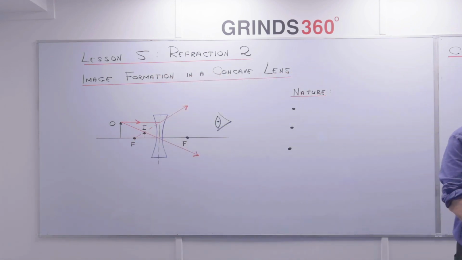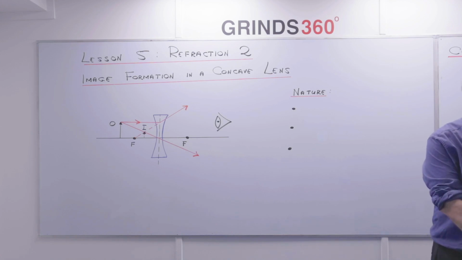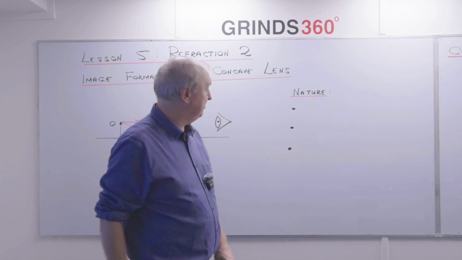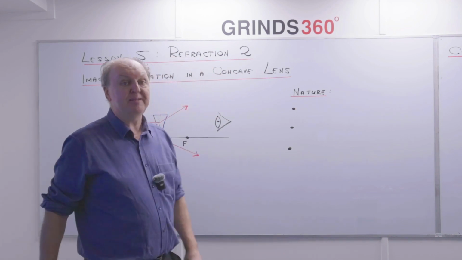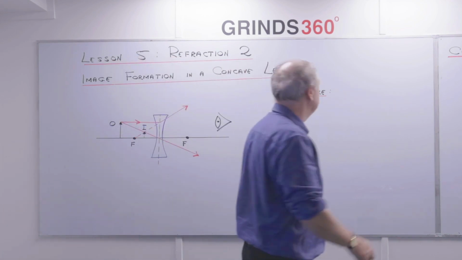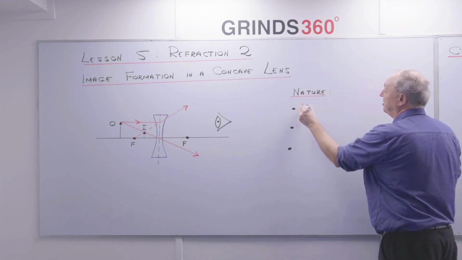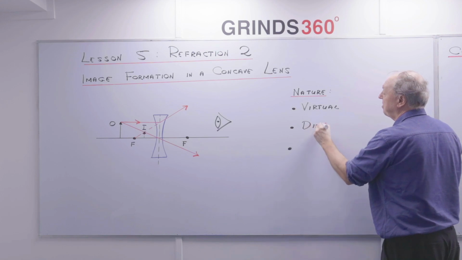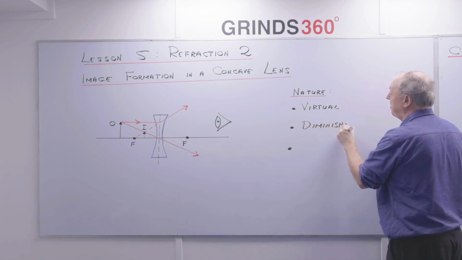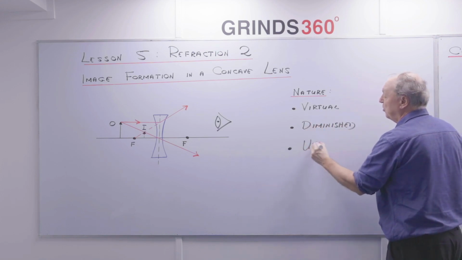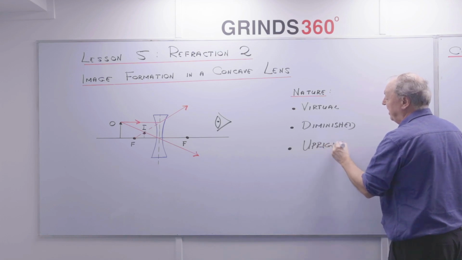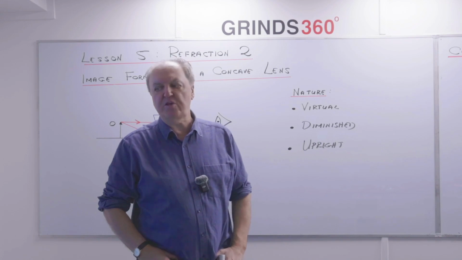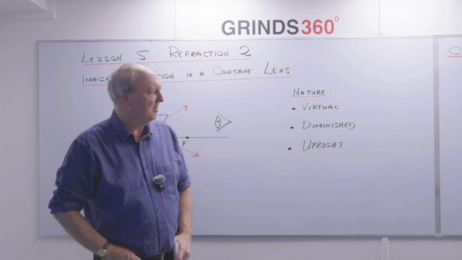So what can you say about it? Well, I can say my image is virtual, of course. I can say it's diminished, and all virtual images are upright. So I can say it's virtual, diminished, and upright. What are the applications for that? Well, we'll see applications later on when we look at spectacles or glasses used to cure eye defects.